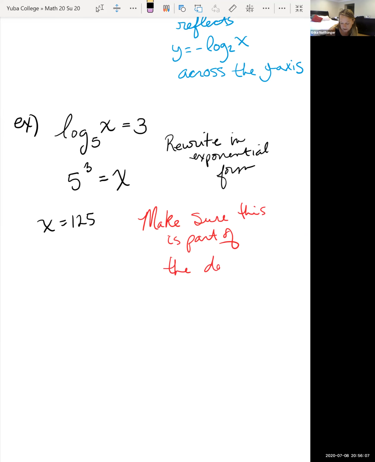We have to have a log. X has to be greater than 0. And this occurs, 125 is greater than 0.